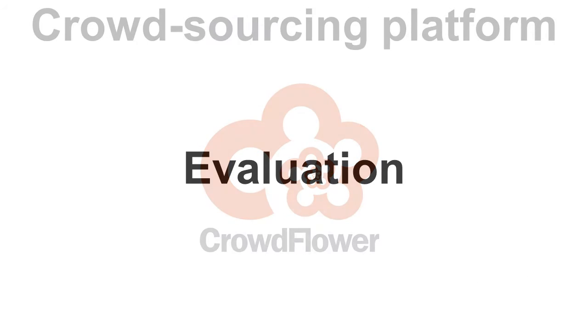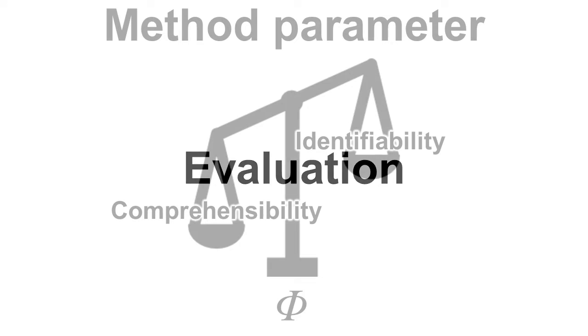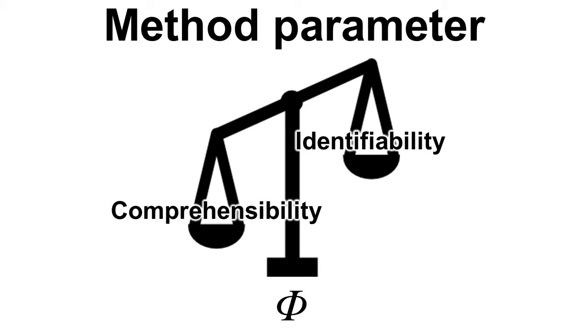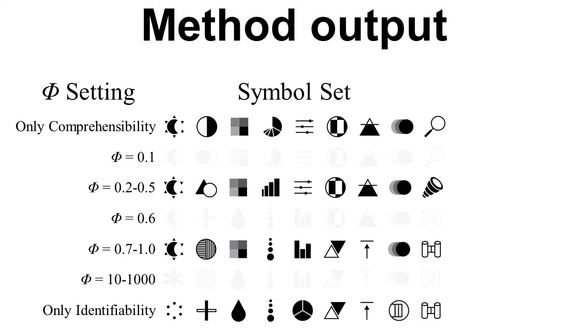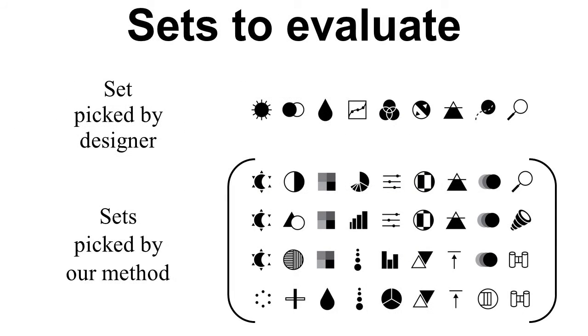Our system features a weight parameter that the user can modify to influence whether comprehensibility or identifiability should be prioritized. We experimented with this parameter to create several different icon sets. We chose 4 representative sets to evaluate in a crowdsourced user study along with a set selected by the original icon designer. The goal of our user study is to test the comprehensibility and identifiability of a complete icon set.